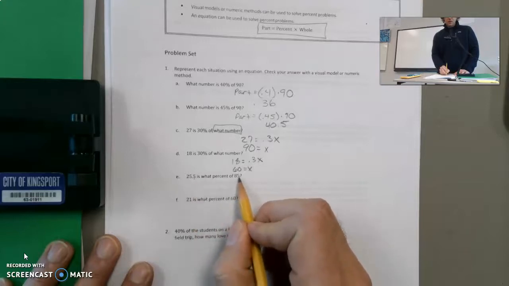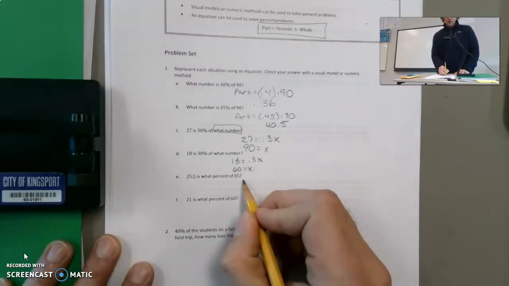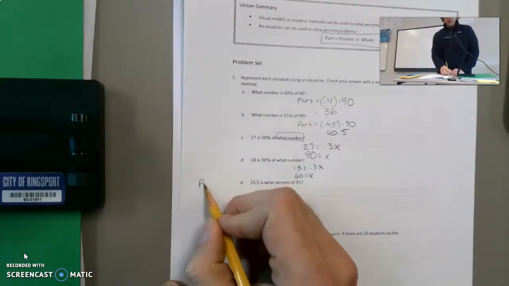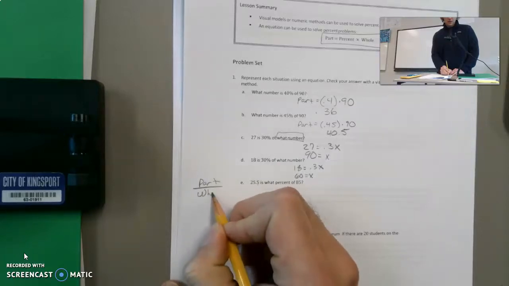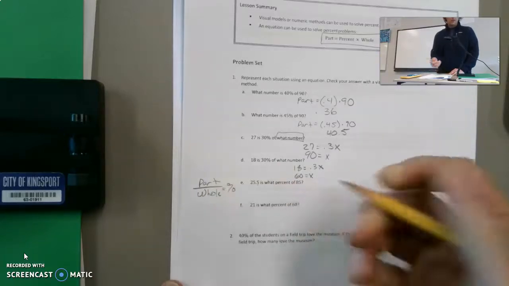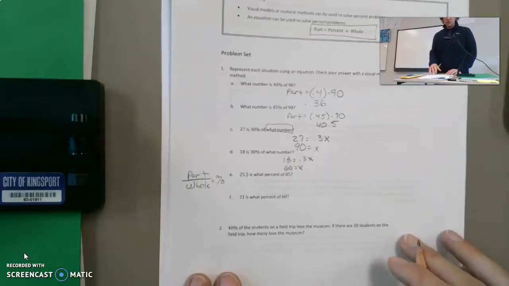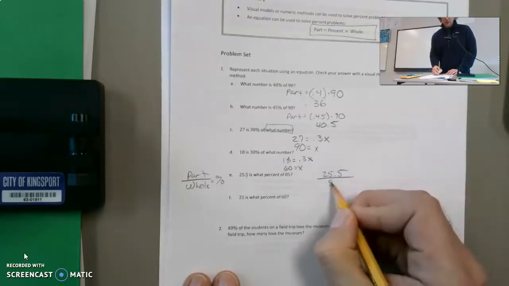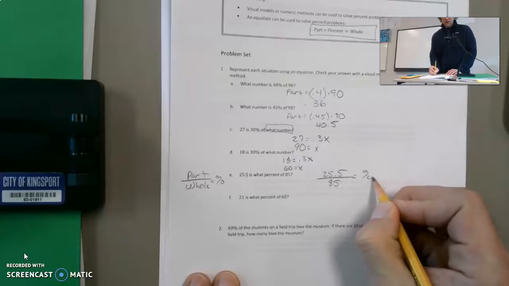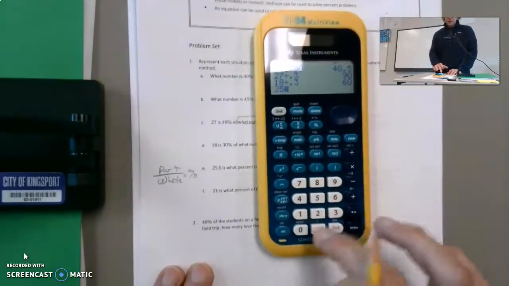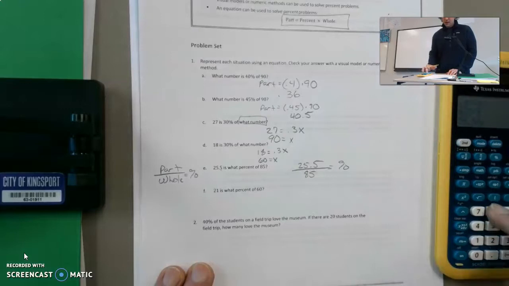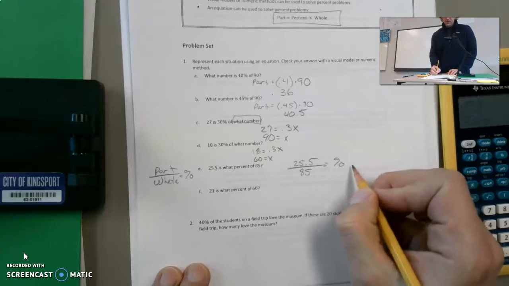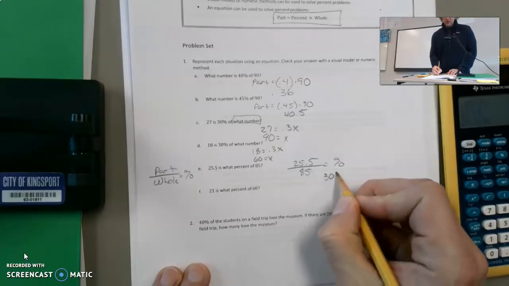25.5 is what percent of 85? So 25.5. Now, earlier in the lesson, we came up with this idea that part over whole equals percent, and this is like when you have a test score or something, this is how you would find your percentage. So 25.5 is what percent of 85? So part over whole equals what percent? Well, 25.5 divided by 85 is 30%. So the answer is 30%.